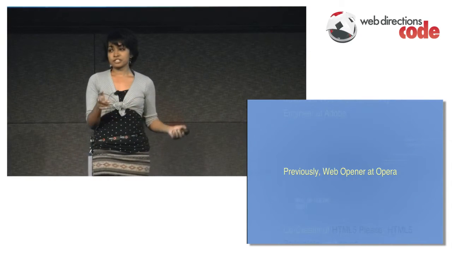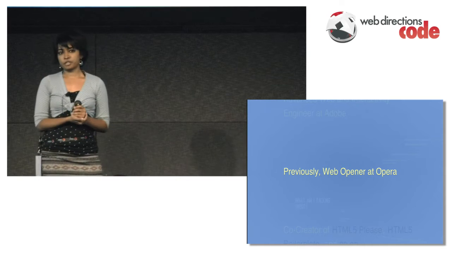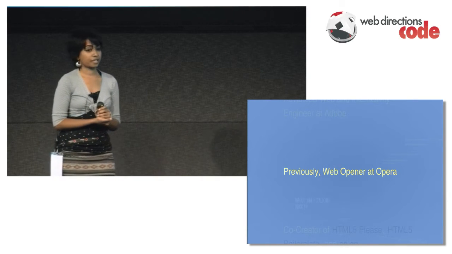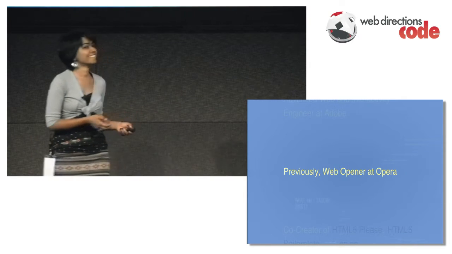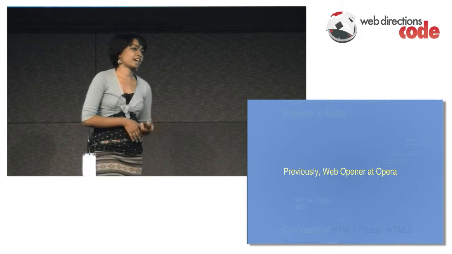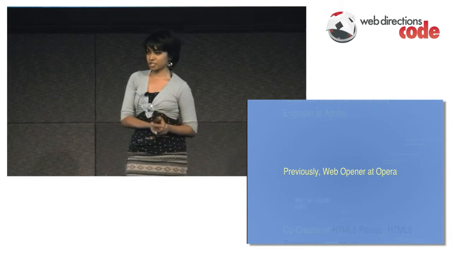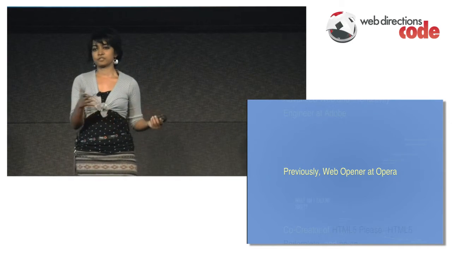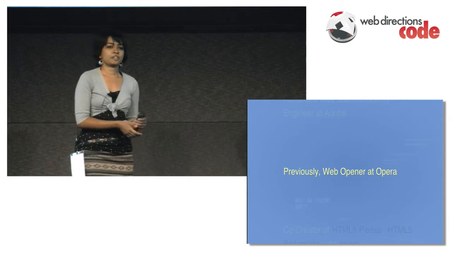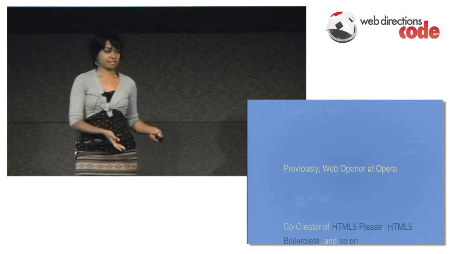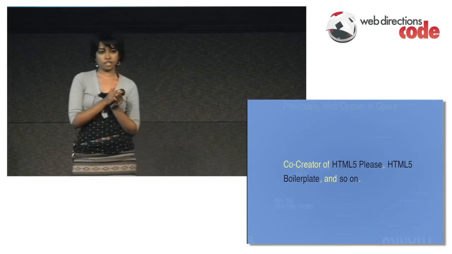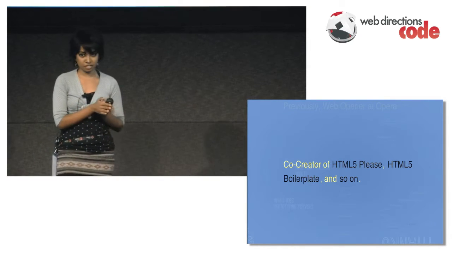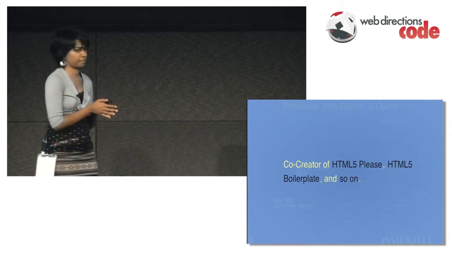And I'm actually new to Adobe, so I have been at Adobe for about a month and a half. Before that, I was working at Opera, which is apparently hated by Farouk, but anyway, as a web opener. And we were doing the same things that Farouk talked about, which is to tell people to use the right prefixes and use the right standards way of doing things. I'm also known for having open source projects with HTML5 prefixes, like HTML5 Boilerplate, HTML5 Please.